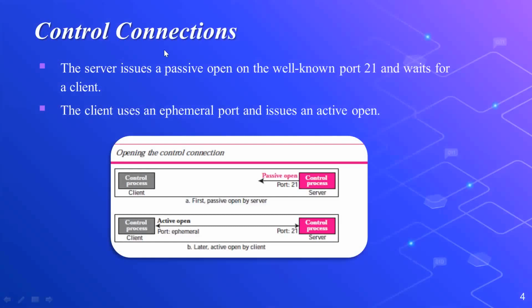First, let us see what the control connection is. In the first step, the server issues a passive open using port number 21 and waits for the client side. In the second step, the client's control process issues an active open using an ephemeral port and establishes the connection. Once established, the connection remains open throughout the FTP session.